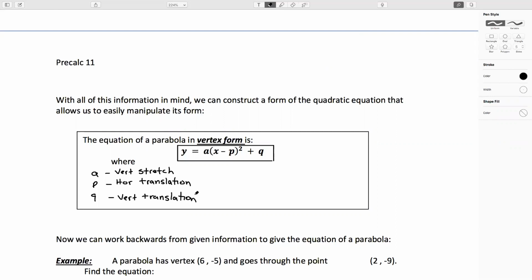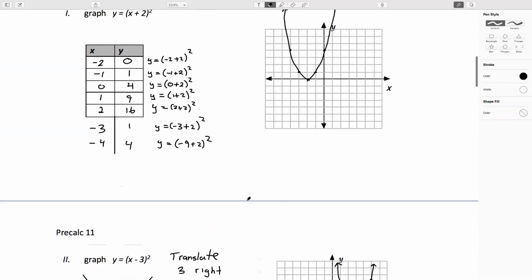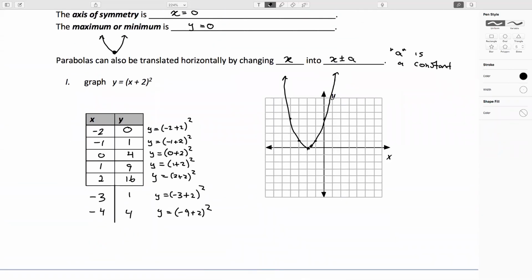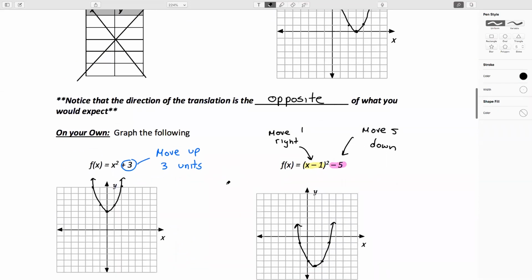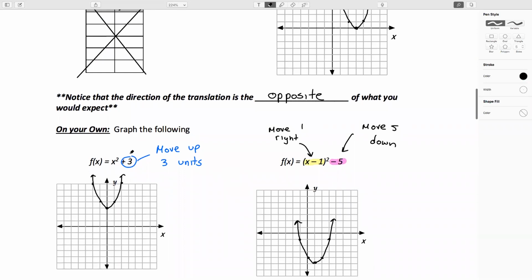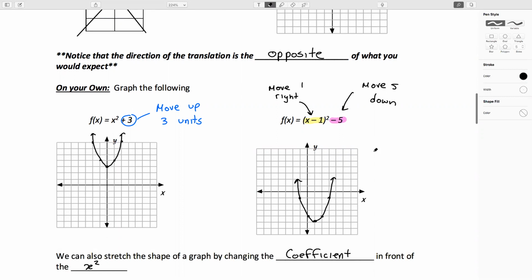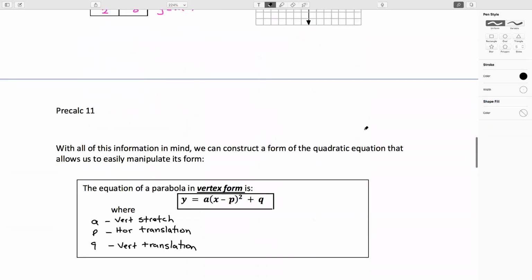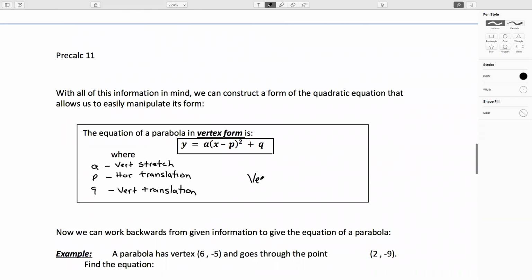All right. And now the other thing to think about is all of our graphs had the vertex at the point p for x, if it's been shifted left or right, and the point q for y, if it's been shifted up or down. So essentially the vertex is just whatever we've moved it to the right for x and whatever we moved it down or up for y. The vertex equals the point p and q.